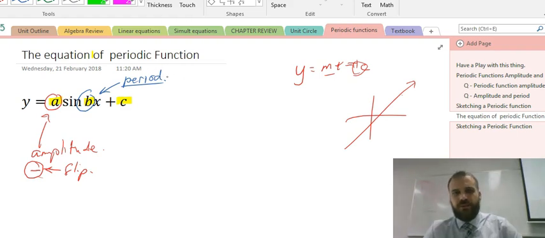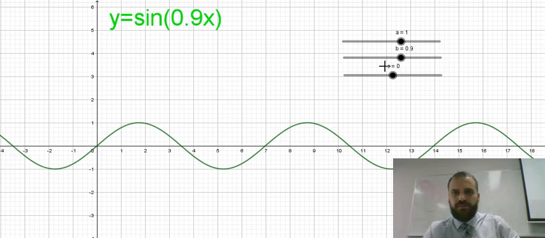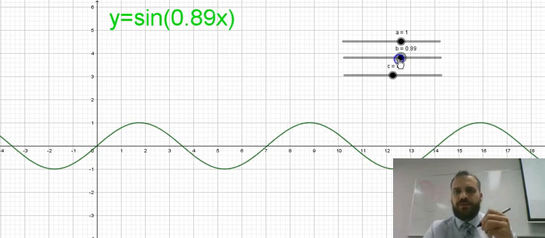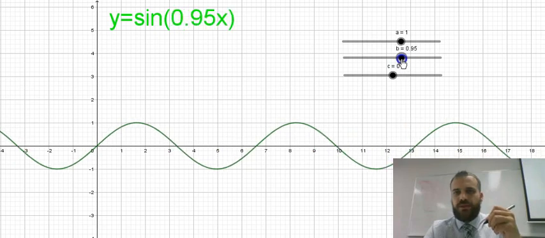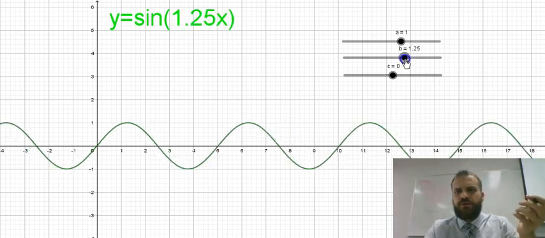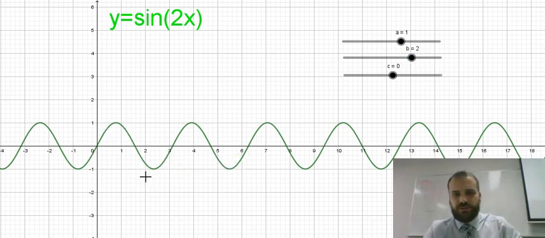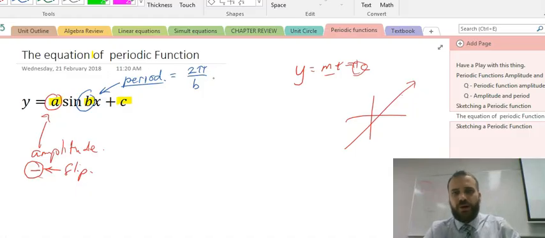So let's create a formula for the period. The period is equal to 2 pi over the b value. So if we go back to our example, let's go to b equals 1. The period is equal to 2 pi over 1, which is 2 pi. If I move to b equals 2, the period is equal to 2 pi over 2, which is just pi, 3.14. So that's our formula. Period is equal to 2 pi over b.